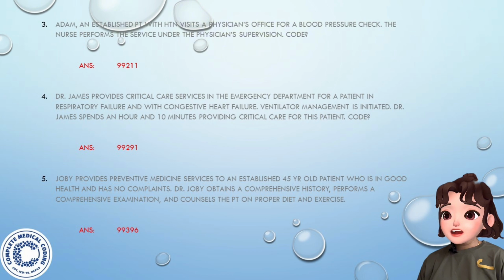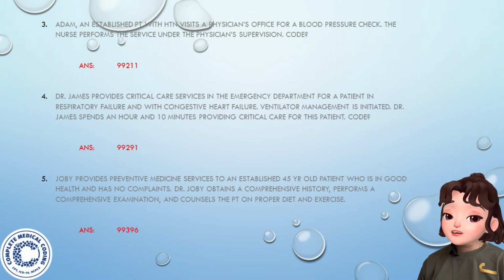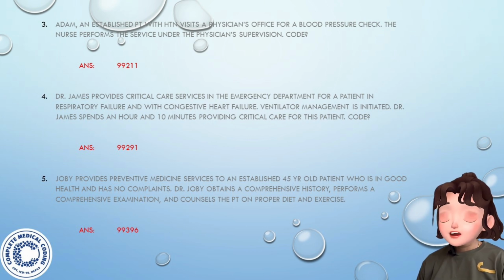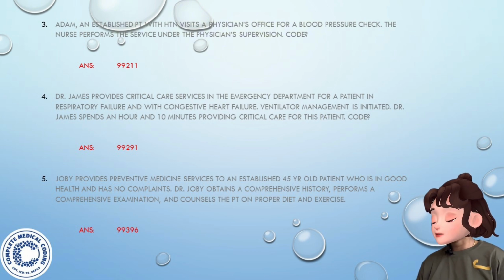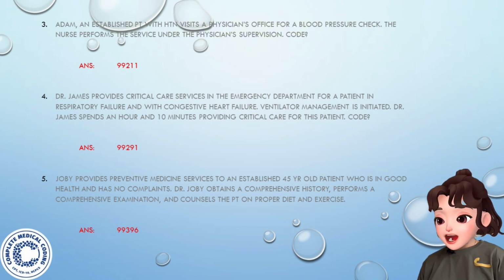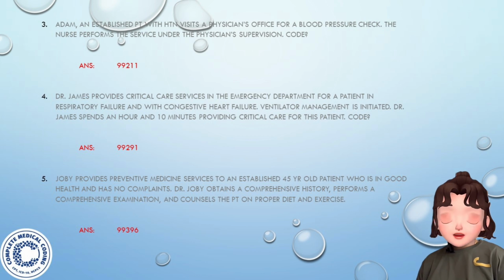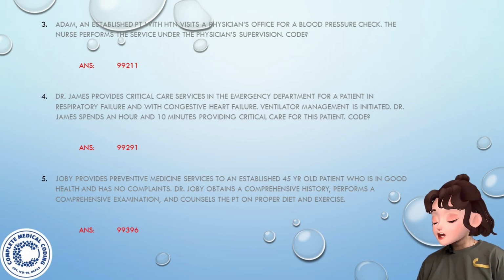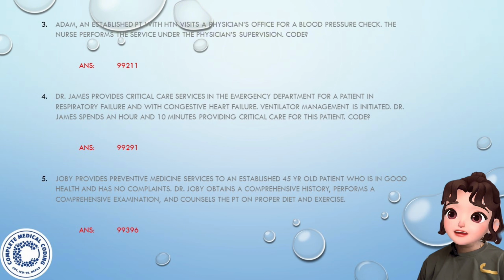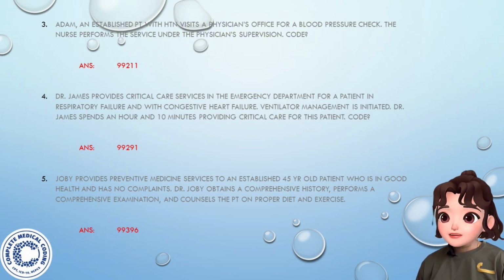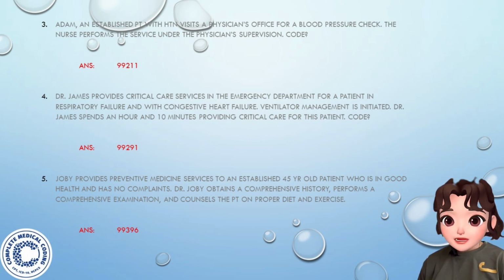If the question is like Dr. James spends an hour and, for example, say 15 minutes, what will be the total time? It will be 60 plus 15, 75. So you need to code 99291 and one add-on code also. The next code, see each additional 30 minutes. For each additional 30 minutes you need to code 99292. So the answer will be 99291 and 99292, if the question was an hour and 15 minutes. Okay.